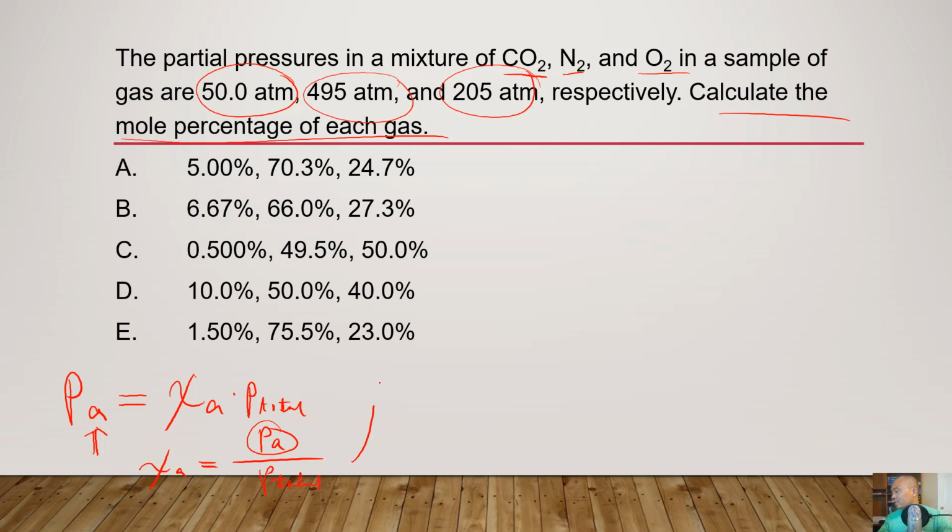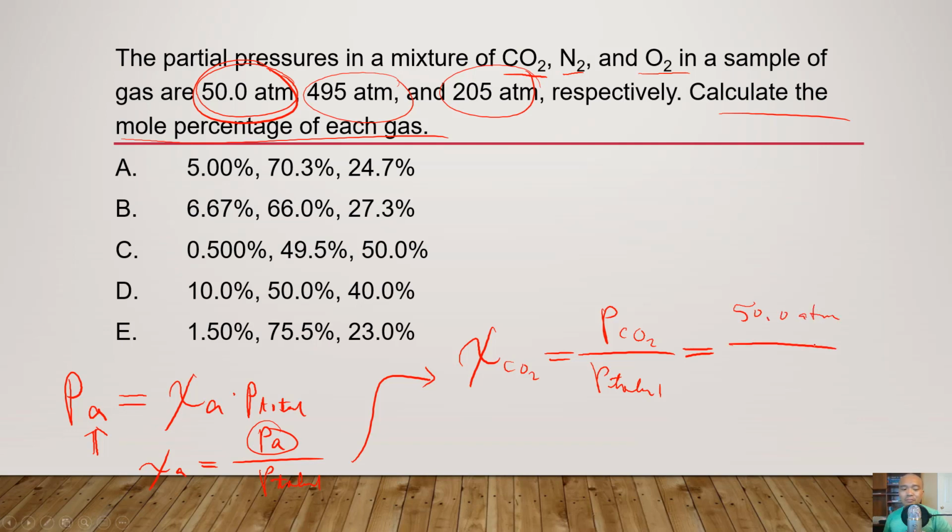So for this reason, the mole fraction for carbon dioxide will be PCO2, the partial pressure for CO2, divided by P total. The CO2 contribution is 50, so it's 50.0 atm divided by the total: 50.0 plus 495 plus 205. This is 0.0667, or that's the same as 6.67%. Okay.